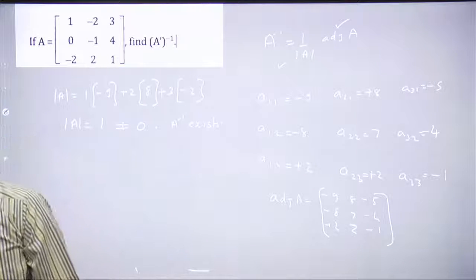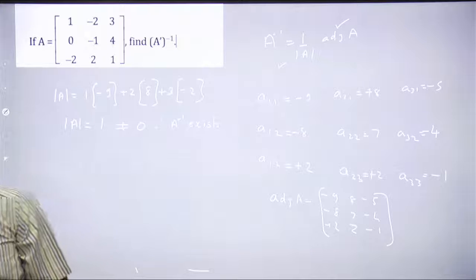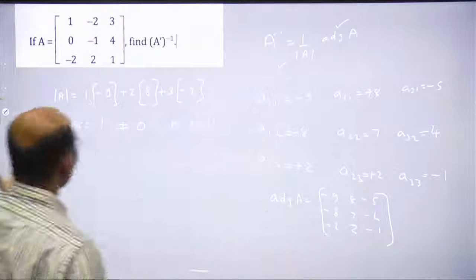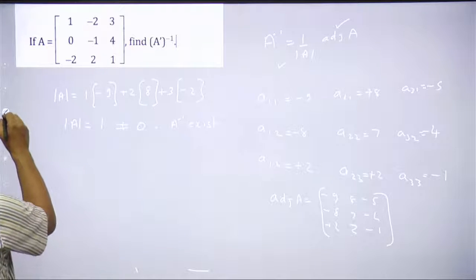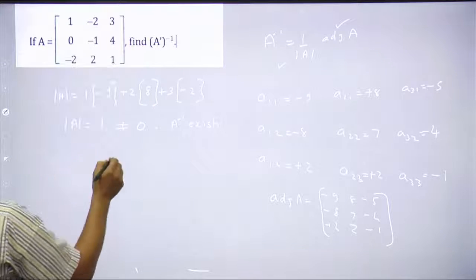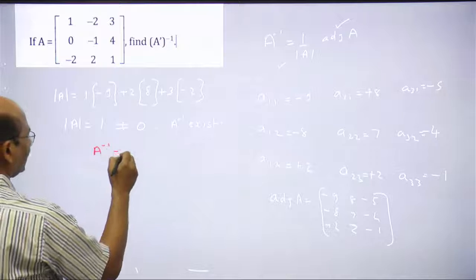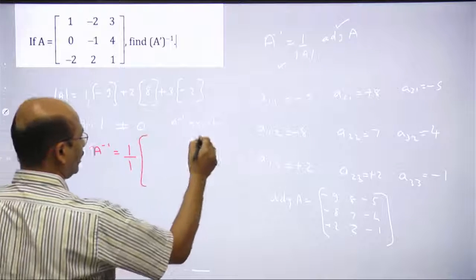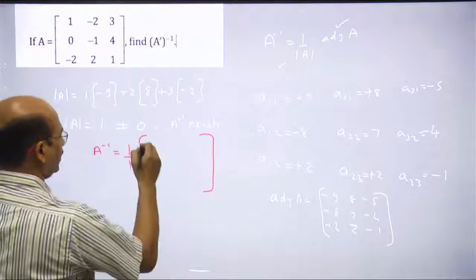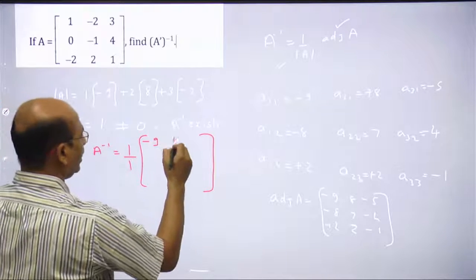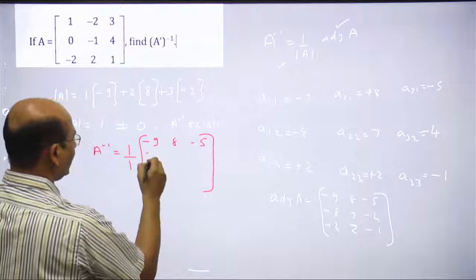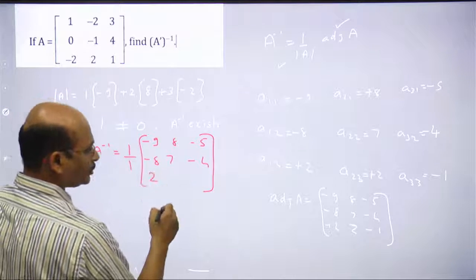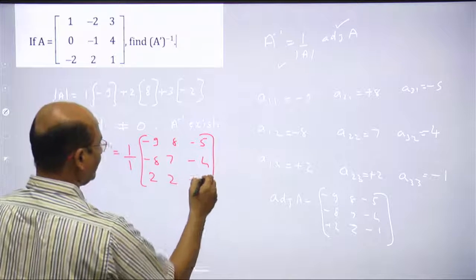Children, I hope you got this point clear. Now I want to just look at this adjoint. So I got A inverse. Now I can write the formula here. A inverse is nothing but 1 upon determinant A into adjoint of A. So here comes the adjoint: minus 9, 8 and minus 5, minus 8, 7 and minus 4, then 2, 2 and minus 1.